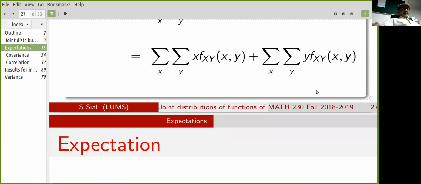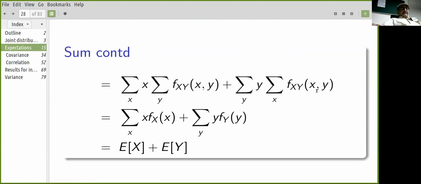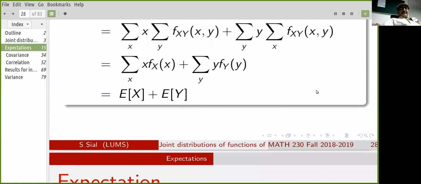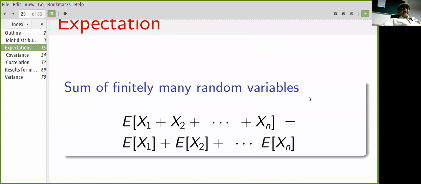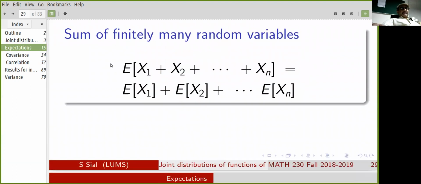And then we grind through the algebra. And what do we get? We get the expectation of X plus Y is the expectation of X plus the expectation of Y. And it reminds us of the single random variable case. Okay, the sum of finitely many: expectation of X1 plus X2 up to Xn. Well, it's the expectation of X1 plus the expectation of X2, and so on up to the expectation of Xn.